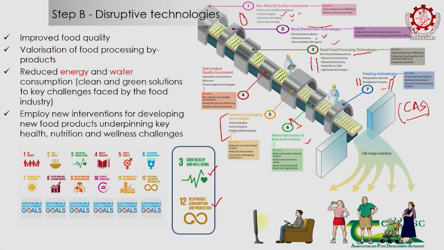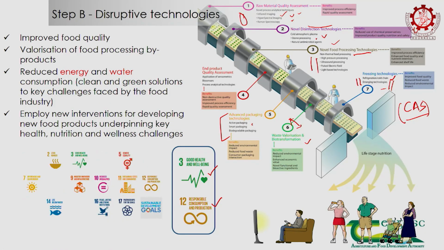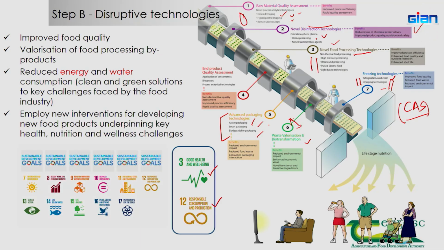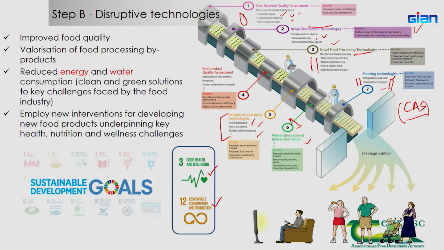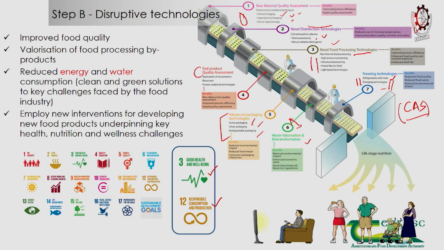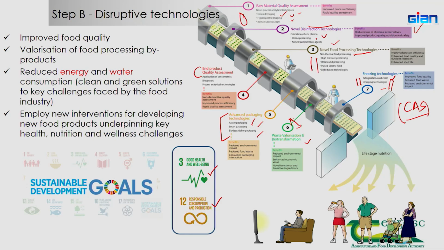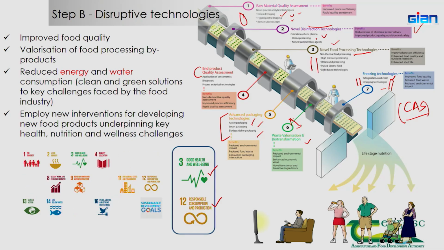Then you have a packaging technique. Whatever product is made, whether it's a juice or another product, how we are going to use either an active packaging system, smart packaging, or biodegradable packaging material. Yeah. And the last one is end product quality assessment. So the same techniques used for raw material quality assessment, some of those can be retrofitted to make end product quality assessment. Yeah.